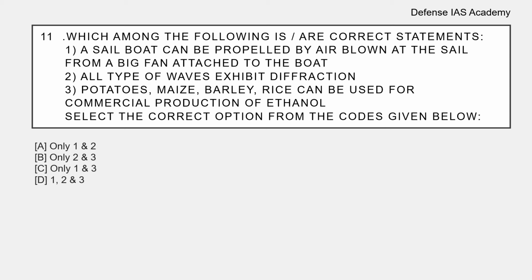Question number 11. Which among the following is correct statements? 1. A sailboat can be propelled by air blown at the sail from a big fan attached to the boat. 2. All type of waves exhibit diffraction. 3. Potatoes, maize, barley, rice can be used for commercial production of ethanol. Select the correct option from the codes given below. Options are option A only 1 and 2, option B only 2 and 3, option C only 1 and 3, option D 1, 2 and 3.